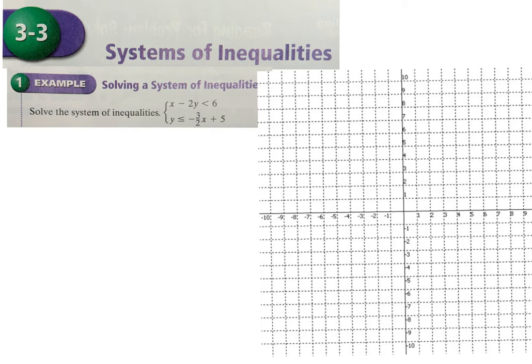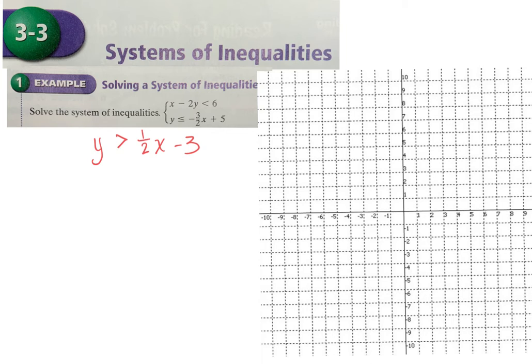So for this one, it says solve the system of inequalities, and they've given us 2 here. We have x minus 2y is less than 6, and we have y is less than or equal to -3/2 x plus 5. So for this first one, we're actually going to put it in slope-intercept form. So we're going to move our x over and divide by -2. So we have y, because we're dividing by negative, it's going to be greater than. We have a -1 divided by a -2, so that's 1/2 x. And then we have the 6 divided by -2 also is -3, all right?